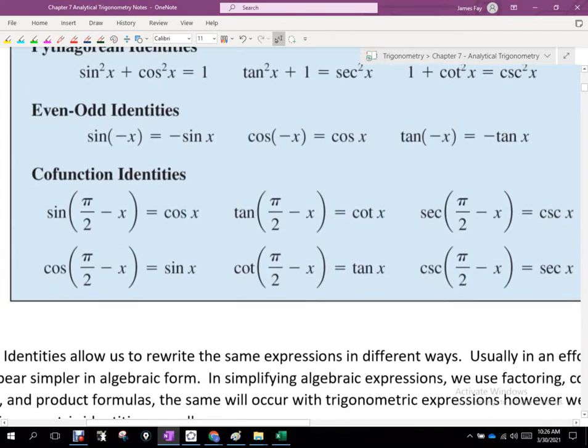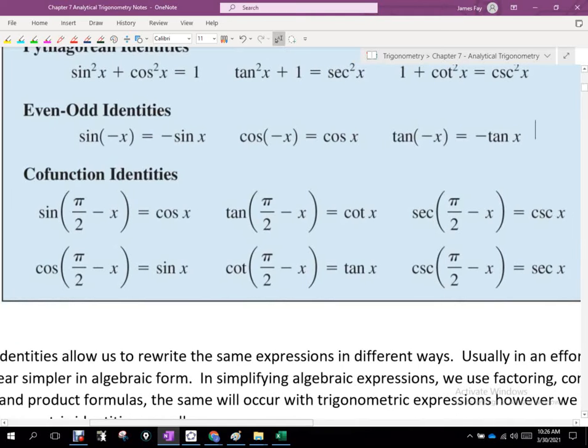Okay. These are our cofunction identities. Okay, these become really nice because if they provide me a problem, an equation that has this in it, it's going to be so much easier to replace it with what it's equal to. Because now the argument, the pi over 2 minus x part, is so much simpler when it's just x, right? Okay.